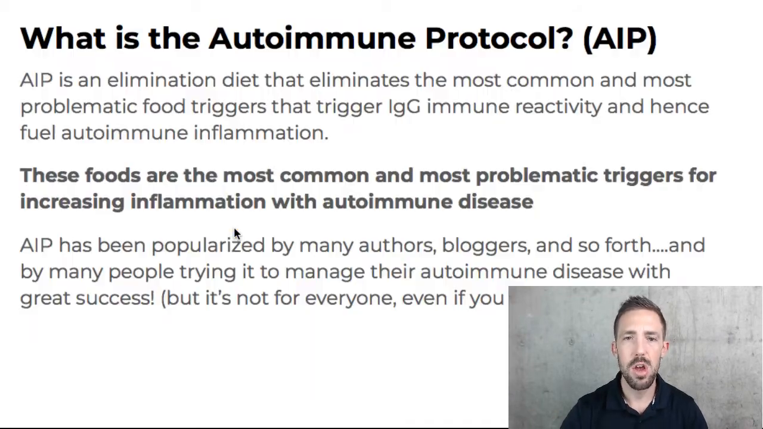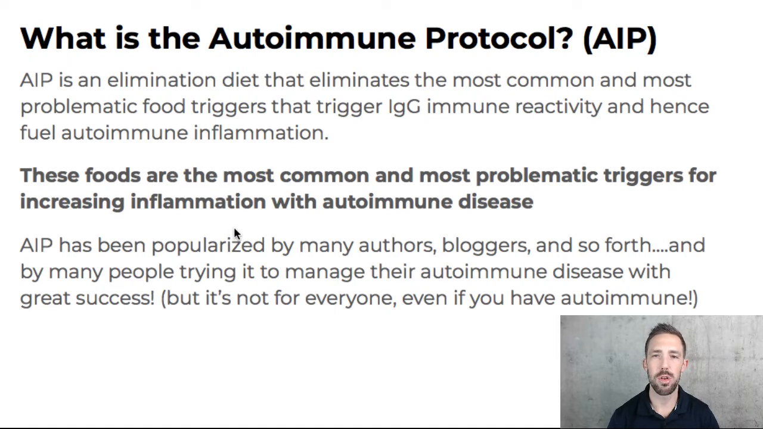So what is the autoimmune protocol, otherwise known as the autoimmune paleo protocol? AIP is an elimination diet that eliminates the most common and most problematic food triggers. These are food triggers that trigger food sensitivities and hence pour fuel on an autoimmune fire. They trigger IgG immune reactivity, meaning that if we did a food sensitivity test, we'd be able to measure this immune reactivity on these tests. And so hence they fuel autoimmune inflammation.